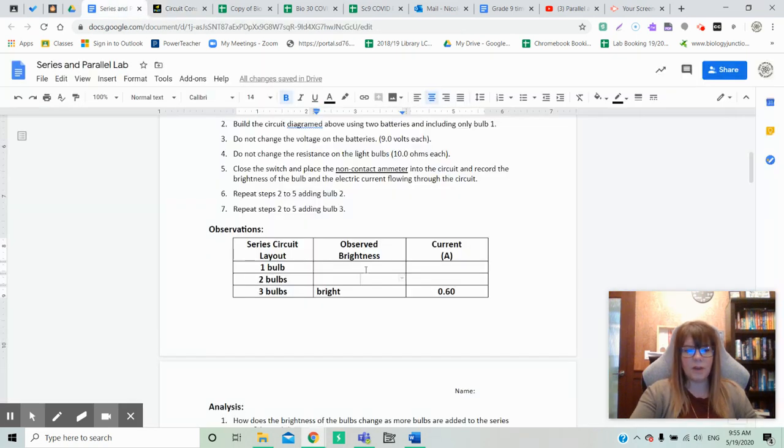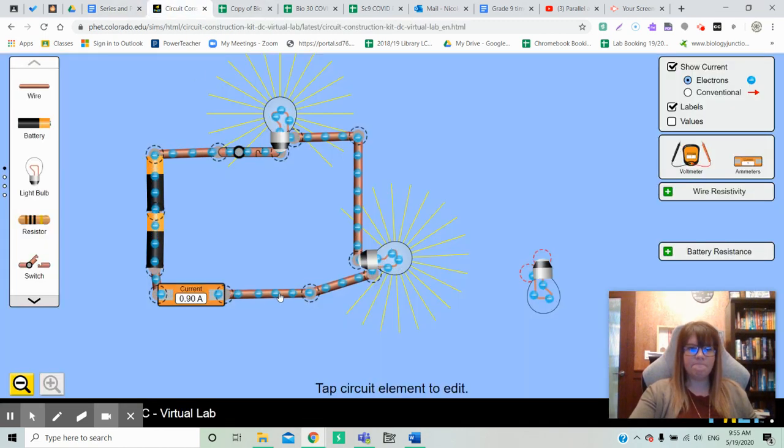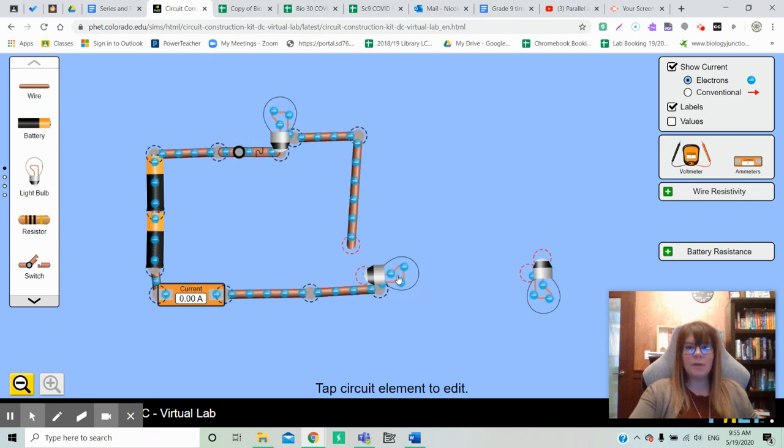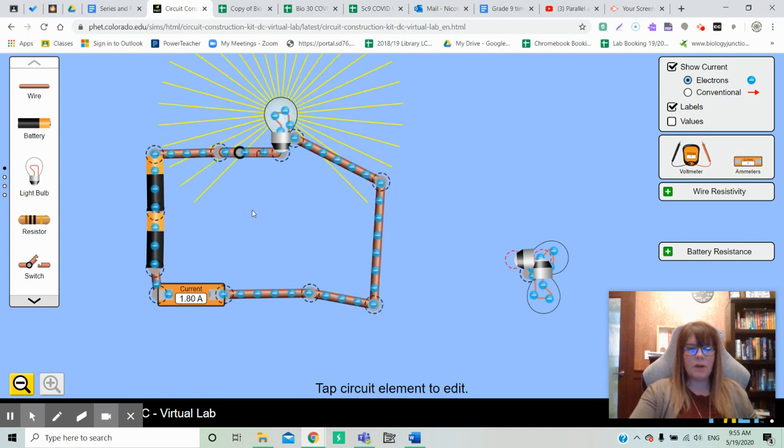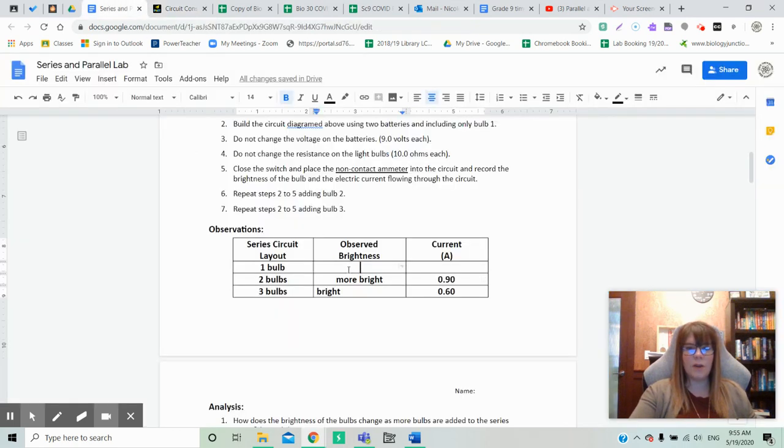So let's plug in our data. More bright, not a very good observation, but that's okay. We're keeping it simple today. And it's 0.90 amps. I'm going to do this one more time. I'm going to get rid of a bulb. I'm going to connect it up. Turn it on, and you can see we are at 1.80 amps with an observed brightness of very bright. You're going to want to write that into yours, and what the current was.